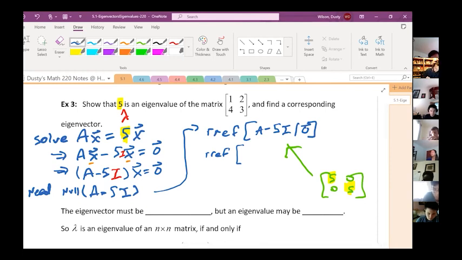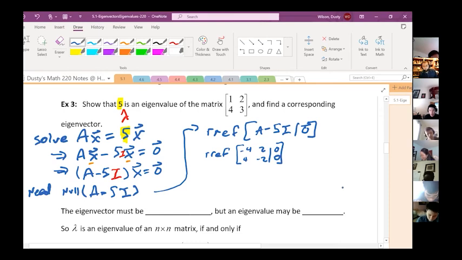So A was 1, 2, 4, 3. So now we're going to have negative 4, 2, 4, negative 2, 0, 0. Richard asked, do non-square matrices have eigenvalues and eigenvectors? No, this only applies to square matrices.